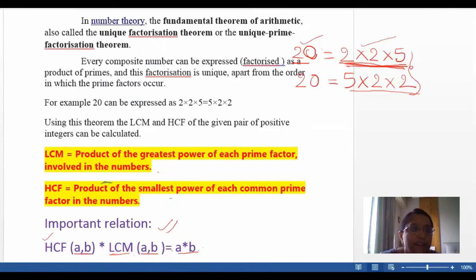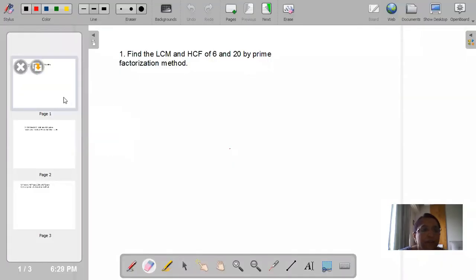Now let us take some examples on this. First example, find LCM and HCF of 6 and 20. So how to find out its LCM and HCF? Solution. What we have to do?